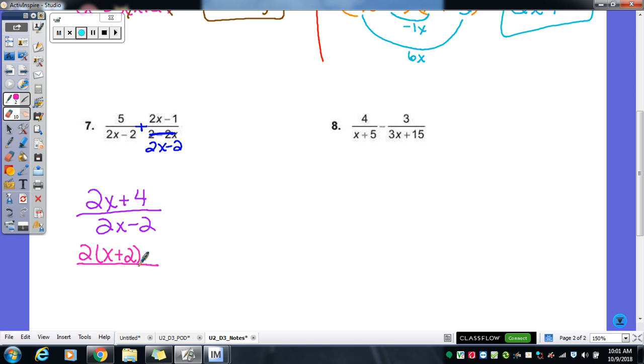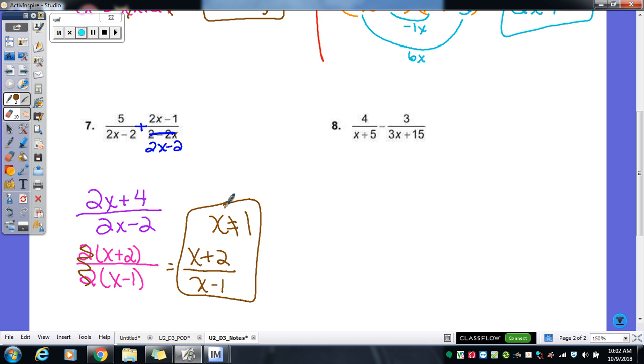So we've got a GCF in the top. We can pull out a 2. We have a GCF in the bottom. We can pull out another 2. What's our 1 restriction going to be? 1. X can't be 1. And then the only thing we can cancel are those 2's that we pulled out. We've got an x plus 2 and an x minus 1. Those aren't the same, so we can't cancel them, and that's going to be our answer. X plus 2 over x minus 1.